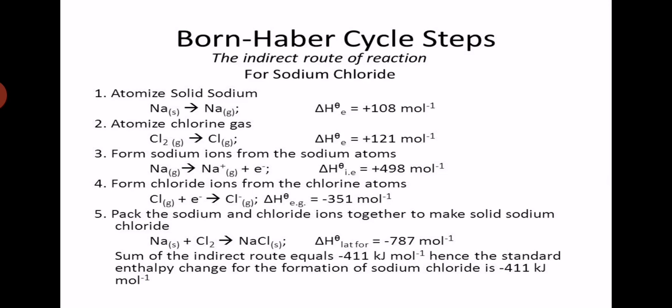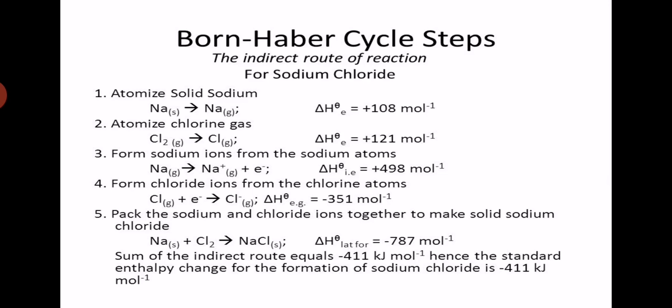And finally, when we combine all these reactions, we get Na in the solid state plus Cl2 in the gaseous phase giving us NaCl solid. Here delta H lattice energy is equal to minus 787 per mole. So the sum of the indirect route equals minus 411 kilojoules per mole. Hence the standard enthalpy change of the formation of sodium chloride is minus 411 kilojoules per mole.